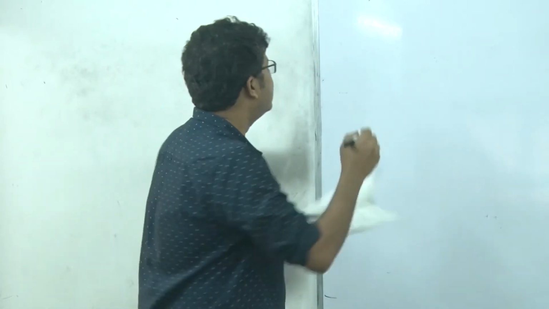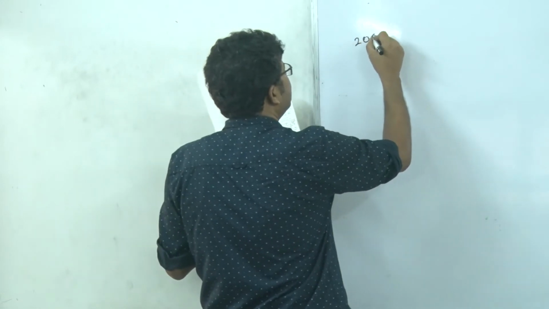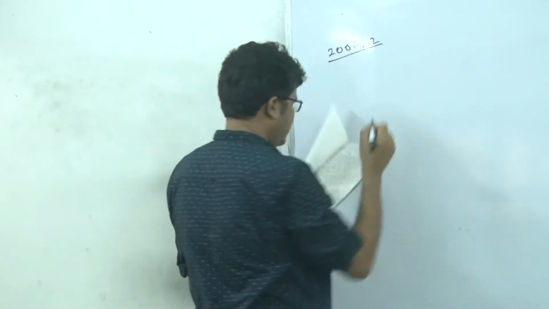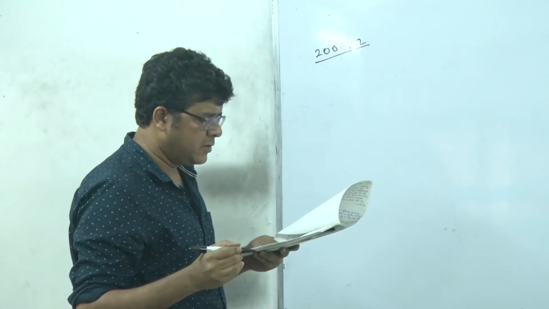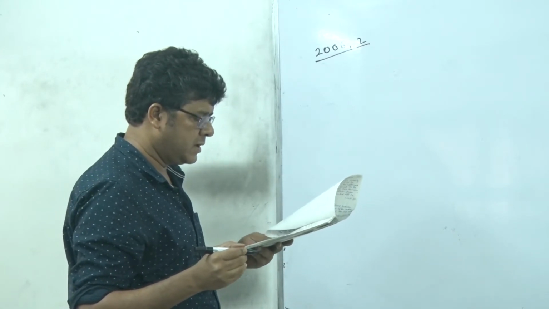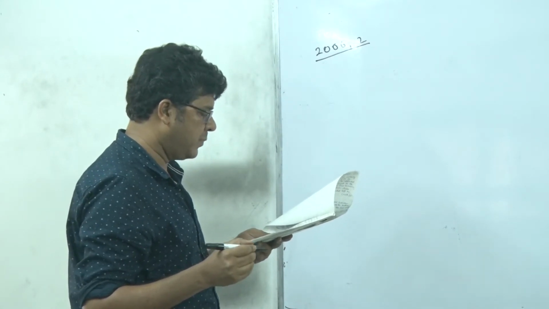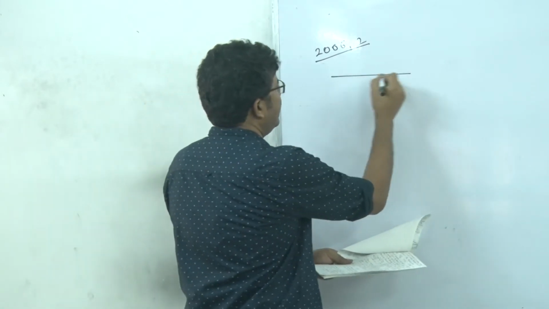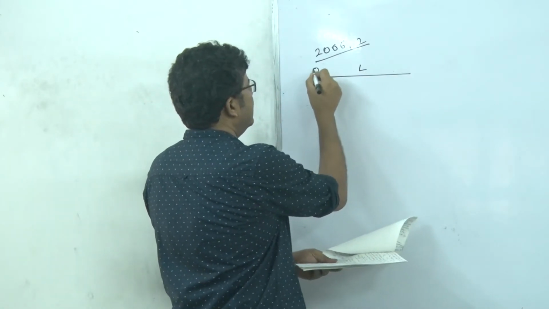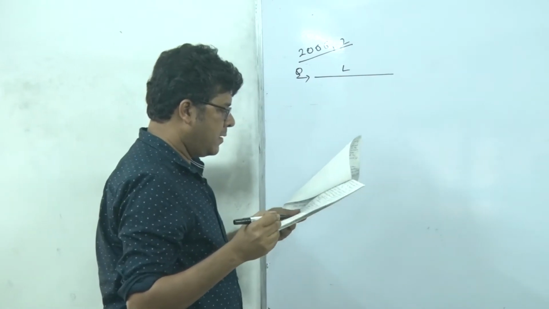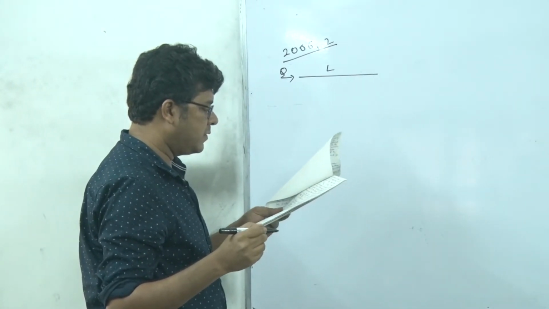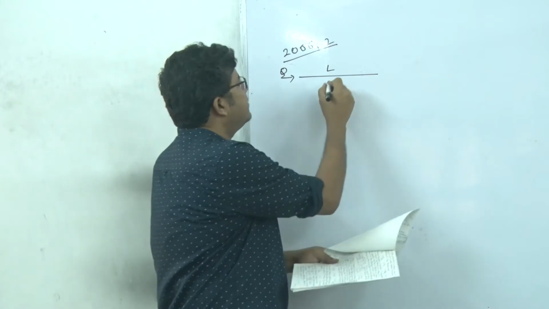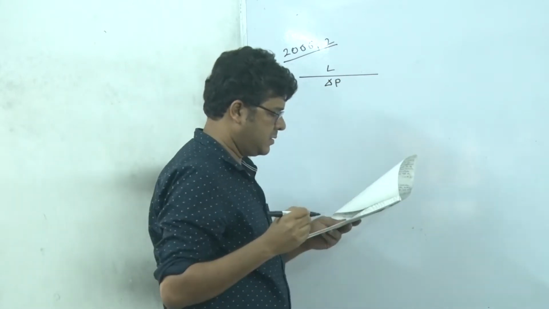So in this session, first let's solve some problems using Bernoulli's equation and head loss. This is a 2006, 2 marks problem. A liquid is pumped at a flow rate Q through a pipe of length L, and the pressure drop of the fluid across the pipe is delta P, right?